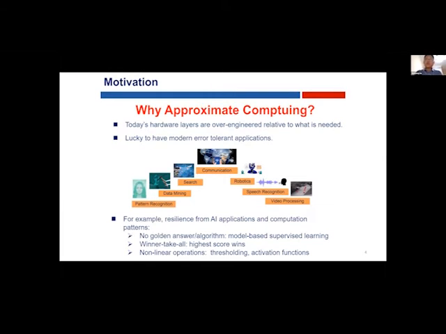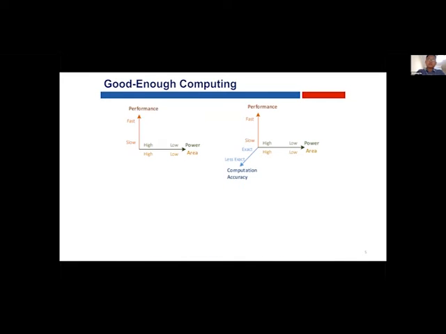For example, in AI applications, for model-based supervised learning, we don't have the golden answer. And for some cases, the highest score wins, that means the winner takes all. We also have a number of nonlinear operations like thresholding and activation functions. For all these kinds of computations, we don't need exact computing. So that's why we can apply approximate designs to these applications.